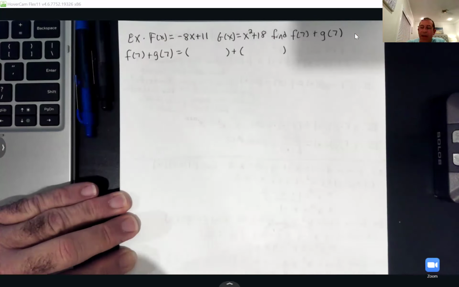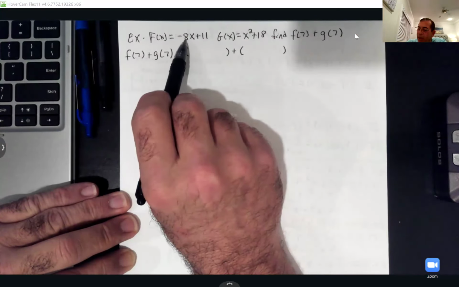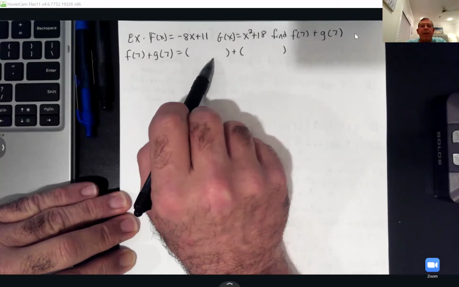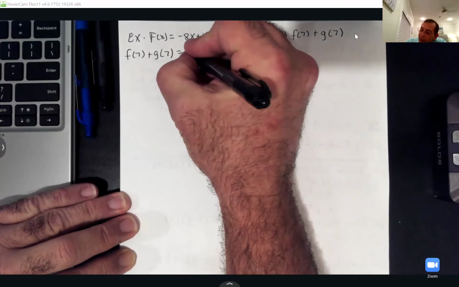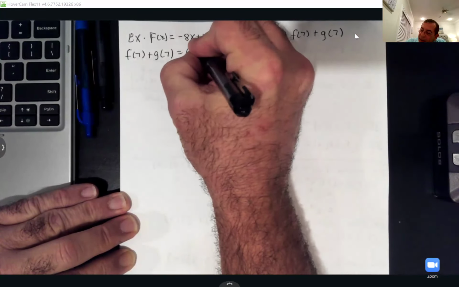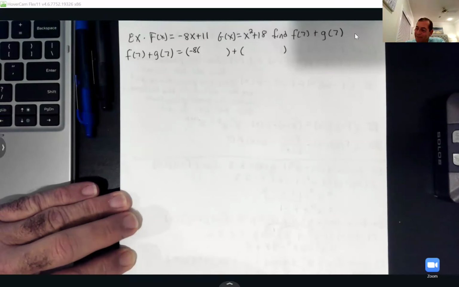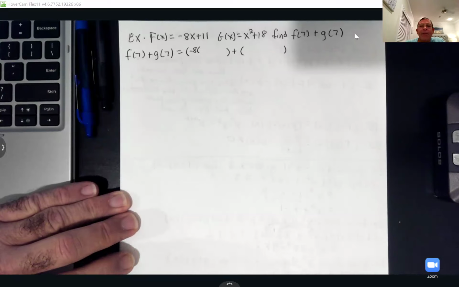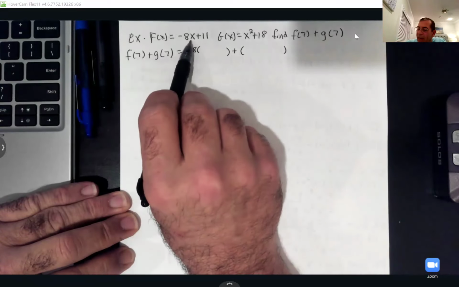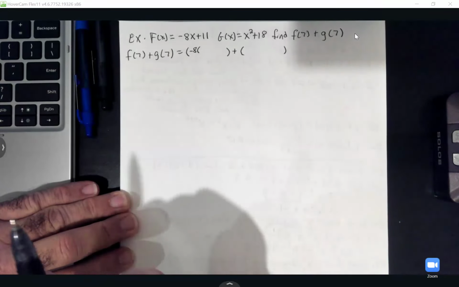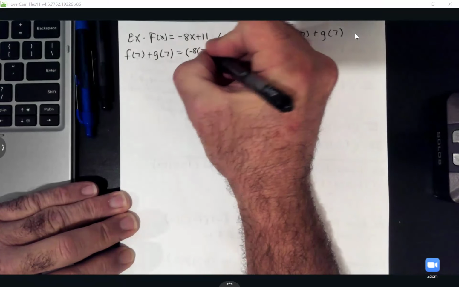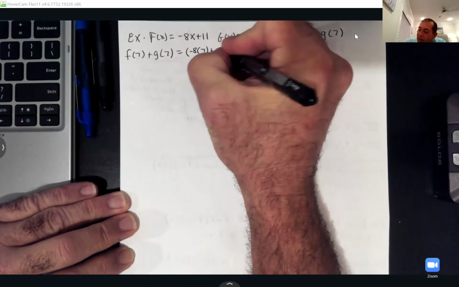But y'all, here's the thing. I'm not putting negative 8x plus 11 here. I'm putting negative 8 times what? What are they wanting me to put in for that x on this f equals 7? A 7? Good job. And then we'll have our plus 11.